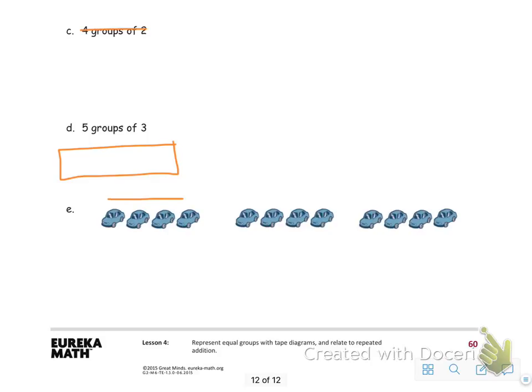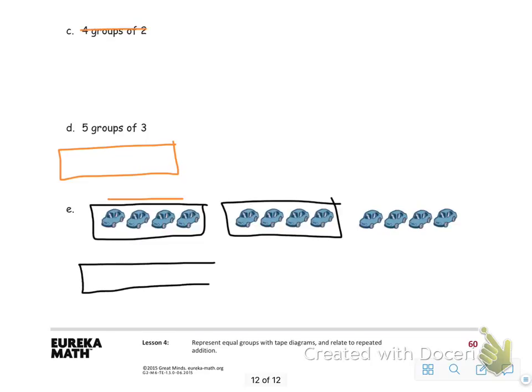For problem E, it'd be pretty much the same. I would start by making little groups out of this. So it looks like, of course, we have 2 groups of 4. So make your tape diagram and then do your repeated addition.